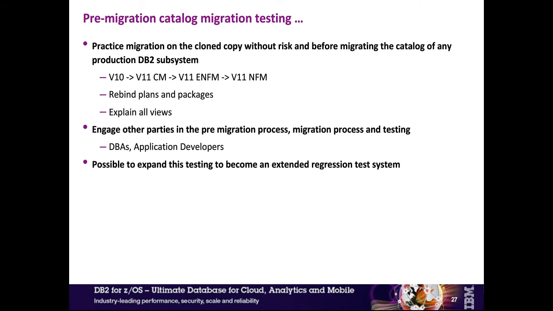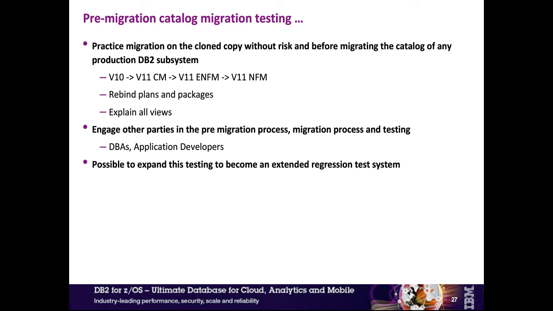Now, having actually established this environment, the idea is to practice the migration. Practice the first catmaint when you start the version 11 member, then run the version 11 ENFM process. And what you're able to do here is to make sure you have a good working set of JCL, there are no errors, that you get an estimate as to how long it's going to take, and you feel confident about running these same jobs in production.